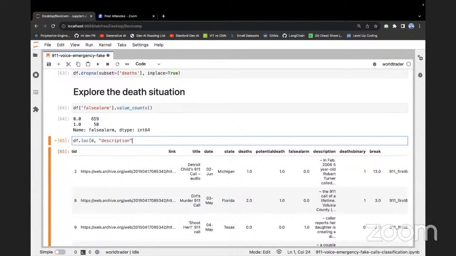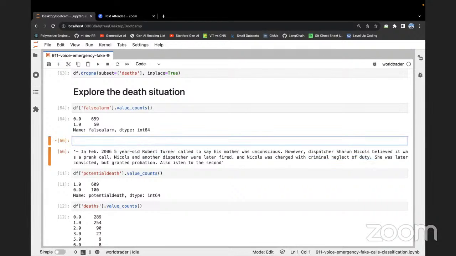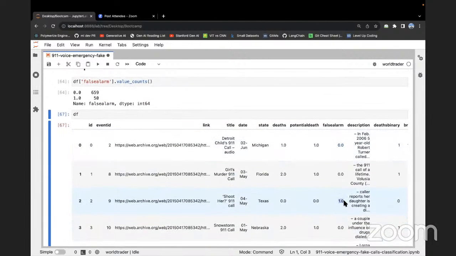I'm trying to keep everything well knit so that you guys understand the whole process step by step. A 5-year-old said that his mother was unconscious. People thought it was a prank. And that is why they were convicted with criminal neglect of duty, right? So this was not a false alarm. That is why you see 0 here. Okay. On the other hand, this is a false alarm.